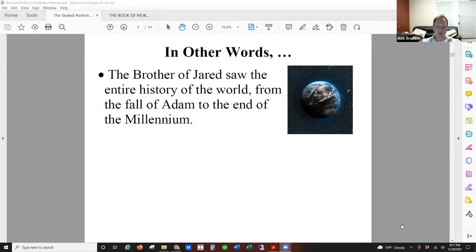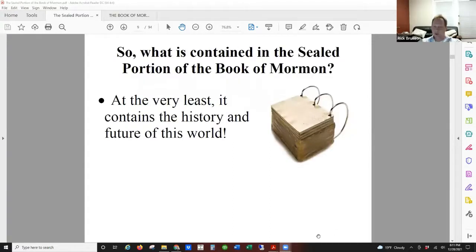So, kind of an interesting quote, but in other words, the brother Jared saw the entire history of the world from the fall of Adam to the end of the millennium. So what is contained in the sealed portion of the Book of Mormon? Well, we're going to hear in a minute, the Lord's going to command brother Jared to write this down and seal it up, and so the sealed portion of the Book of Mormon contains the brother Jared's vision that he saw of the whole history of the world.